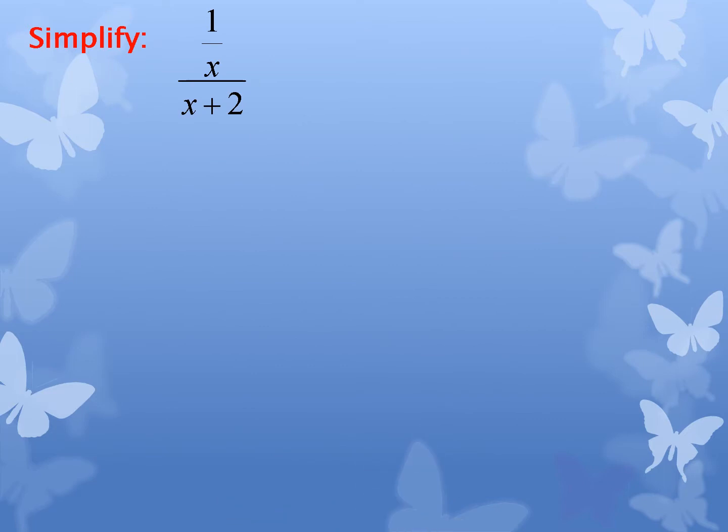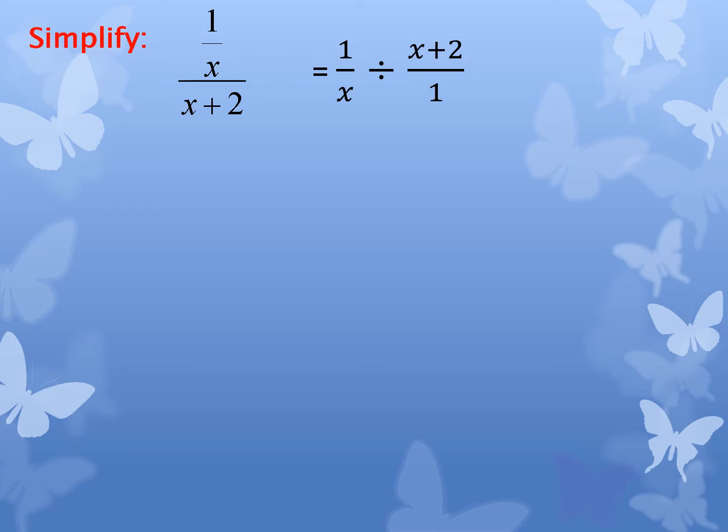Let's look at our first example. They want us to simplify 1 over x all over x plus 2, or you could say 1 over x divided by x plus 2. Either way, when you see a fraction in either the numerator or the denominator, you want to take it out of this fractional format and write it as a division problem. So this is really 1 over x divided by x plus 2.